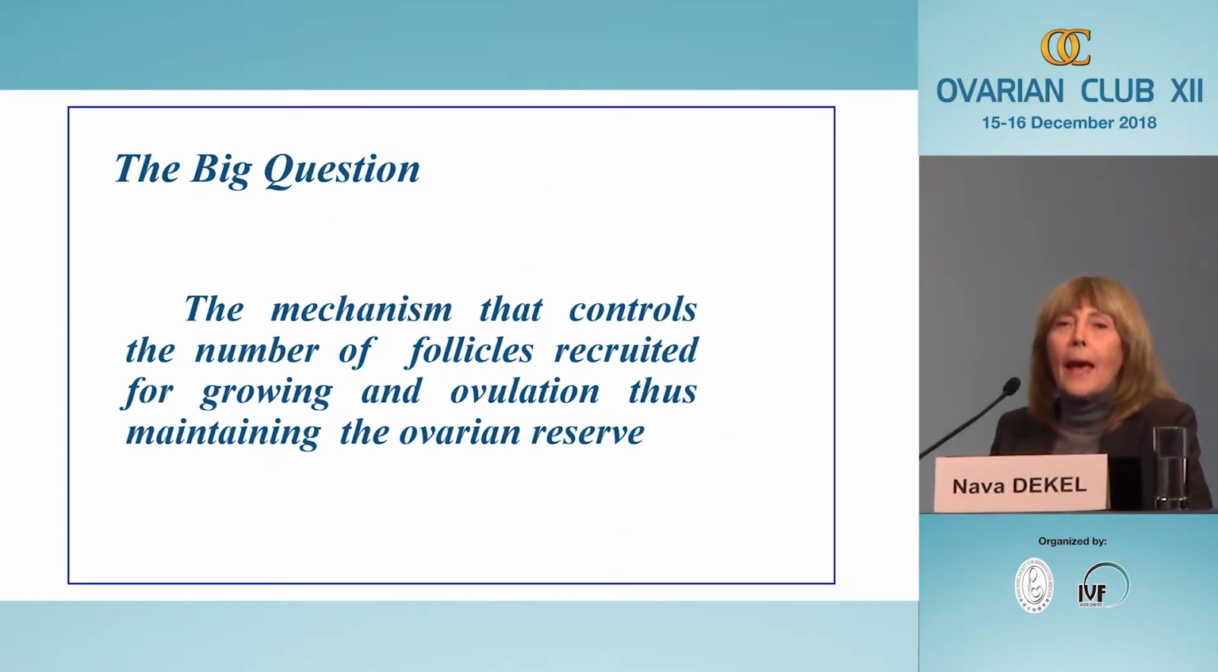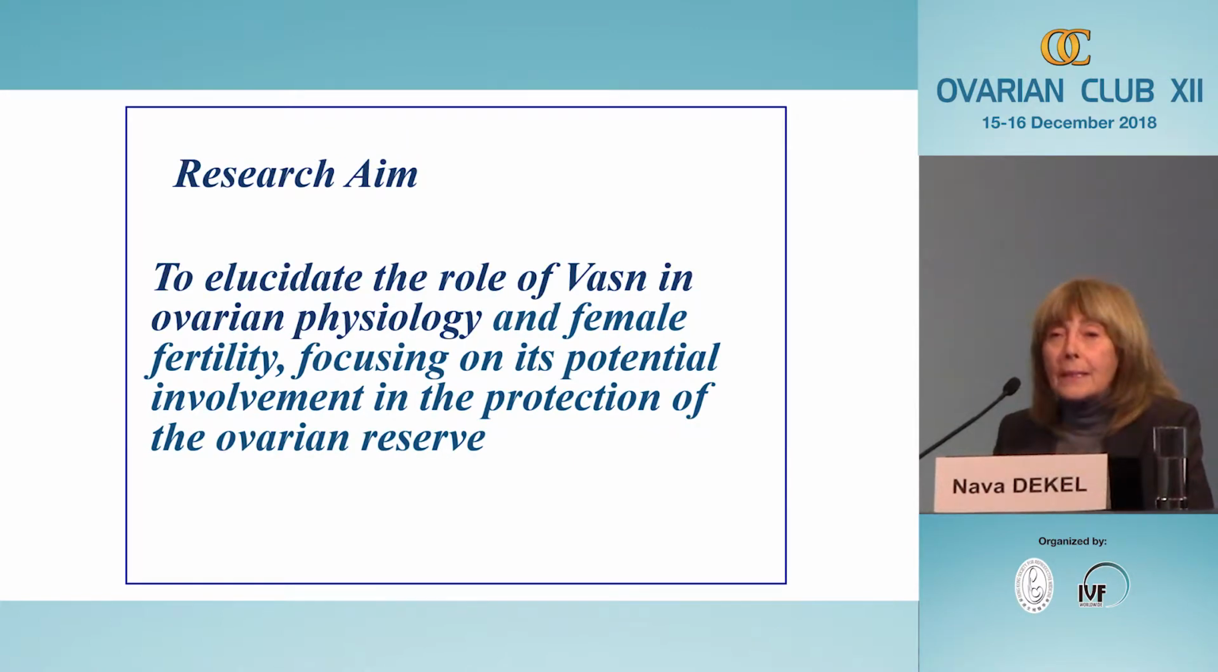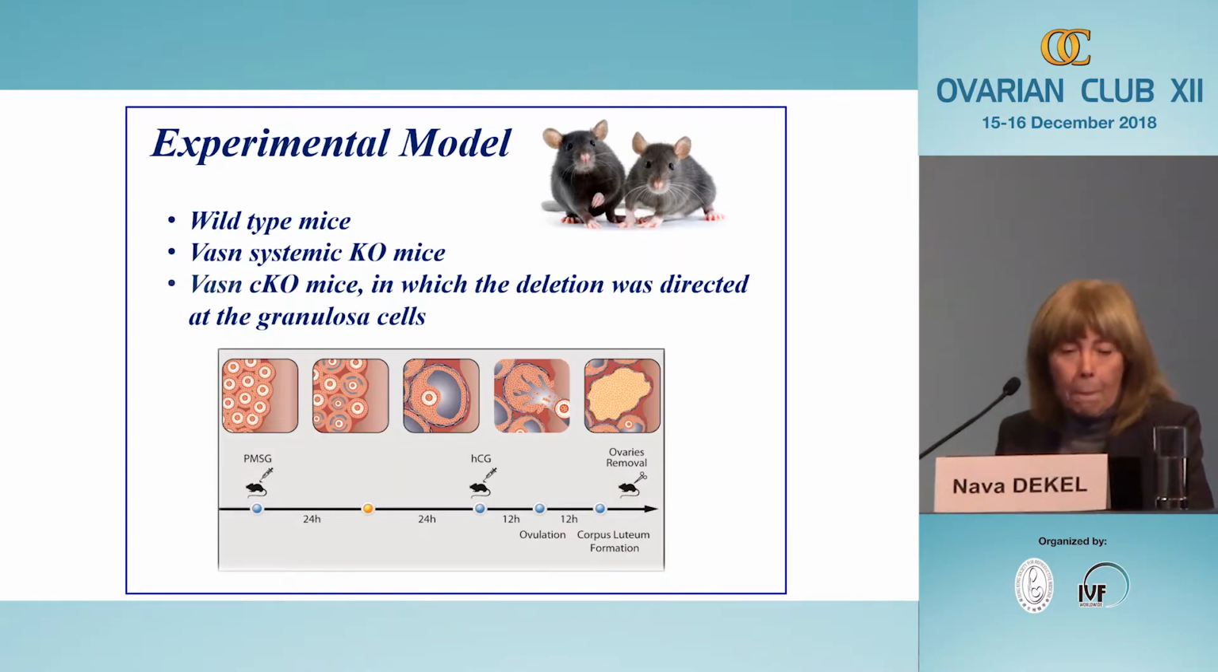And the big question that has been raised several times this morning in the many presentations up to now relates to the mechanism that controls the number of follicles recruited for growing and ovulation, thus maintaining the ovarian reserve. And our research aim was to elucidate the role of Vasorin in ovarian physiology and female fertility, focusing in particular on its potential involvement in the protection of the ovarian reserve.